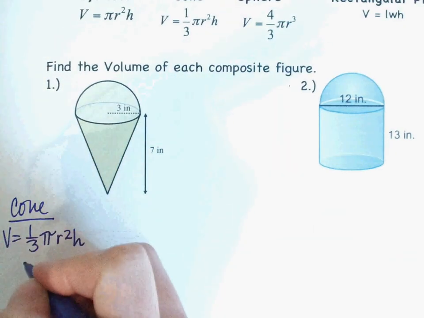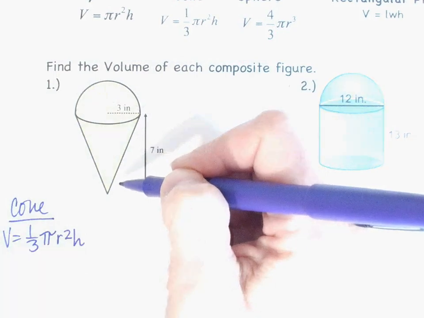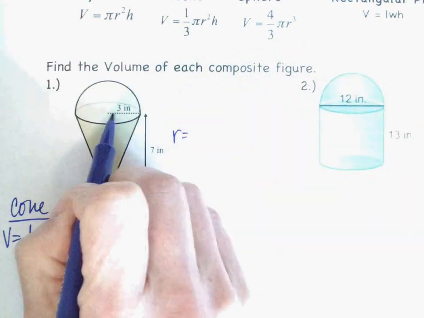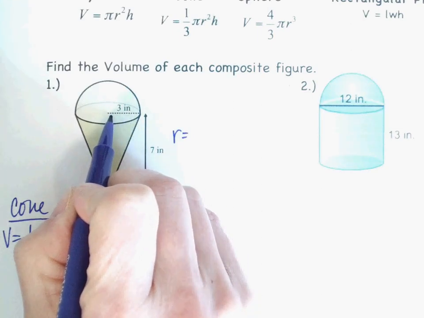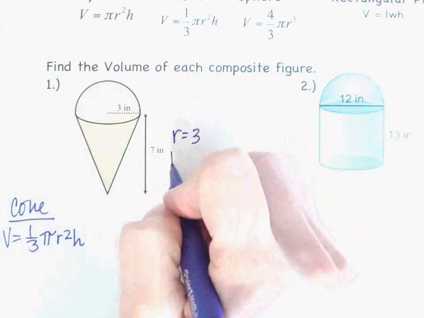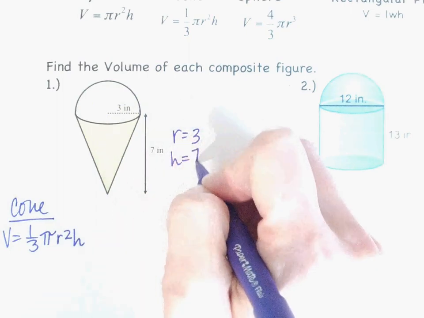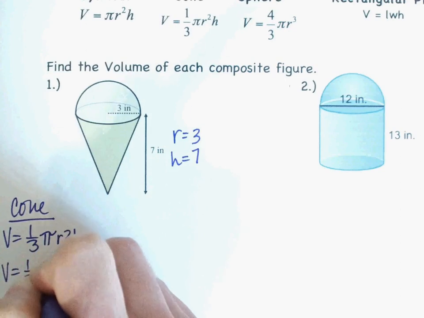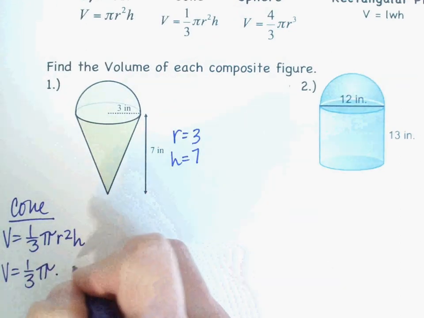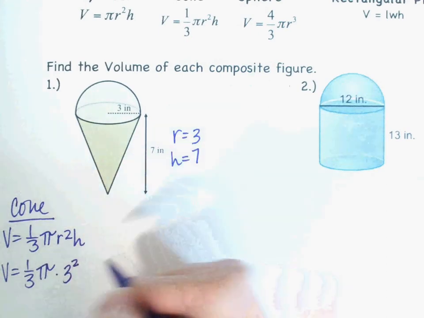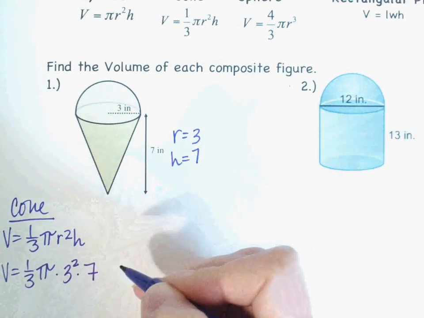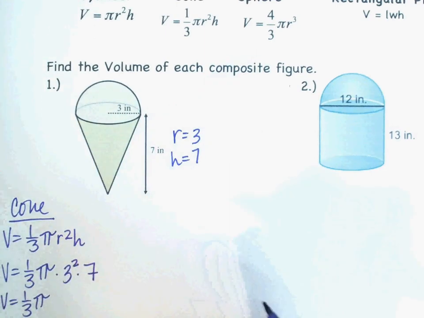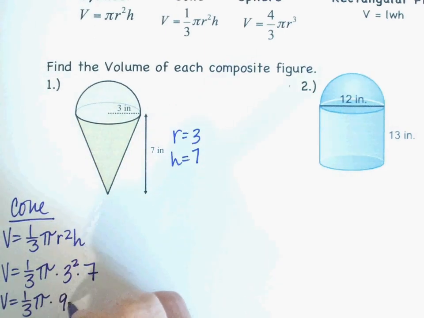and make my substitutions. So focusing on just the cone itself, the radius is right here. So it'll be the same radius that's used for the hemisphere, and the radius is 3. And the height is labeled as 7. So that is what I'm going to substitute into my formula. So I have 1/3 pi times 3 squared times 7 for our height. And then just to work this out, we start with exponents, so that's 3 squared, which is 9.